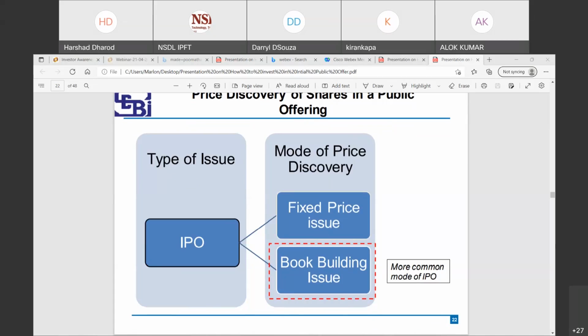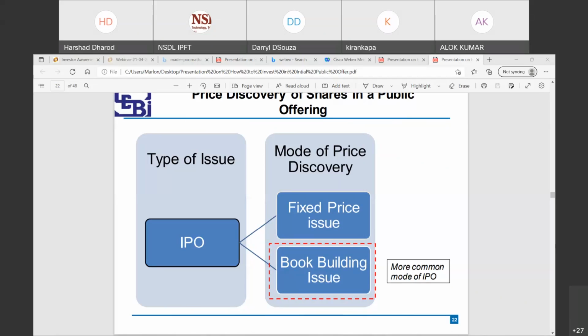Now the second type is book build issue. Generally main board companies, which are raising funds from 100 crores to 5,000 or 6,000 crores, go for a book build issue. In the case of small companies like SME companies, what we have generally seen is that they go for a fixed price issue because they know how much they have to raise and they are pretty clear. So that is a fixed price issue. We have seen very rarely a main board company coming out with a fixed price issue.